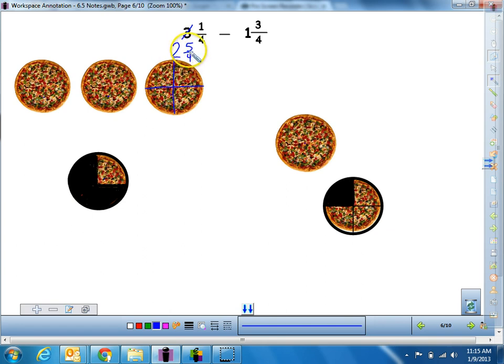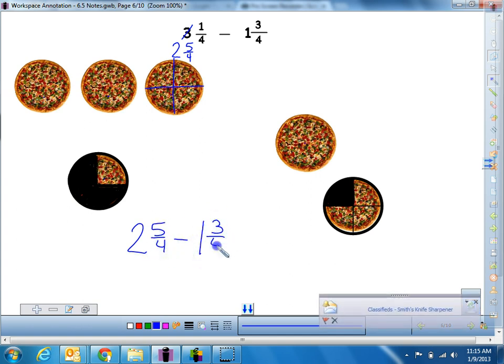2 5/4 is the exact same amount as 3 1/4. I just changed what I called it. So now I have 2 5/4 minus 1 3/4. This is going to work out for me quite well.